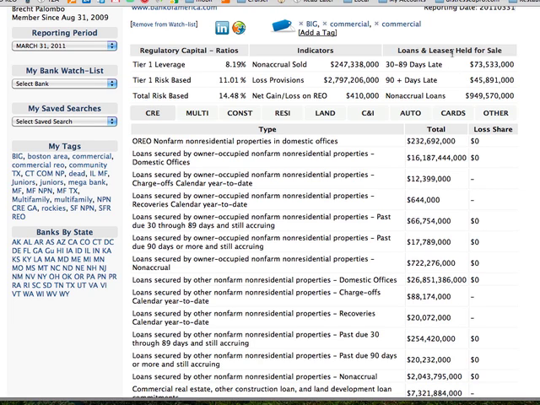These are loans and leases held for sale. Not all banks show these. Sometimes these are securitized packages. You know, what you probably want to look at are some of the other indicators we'll show you here.